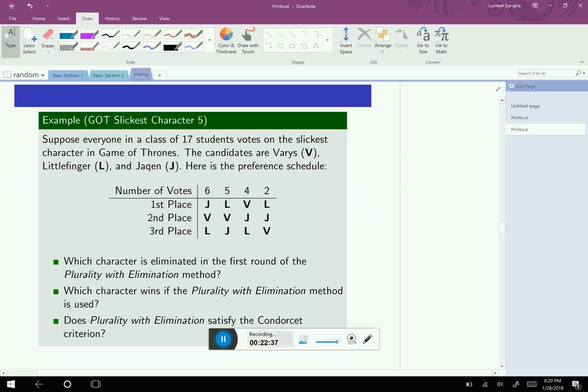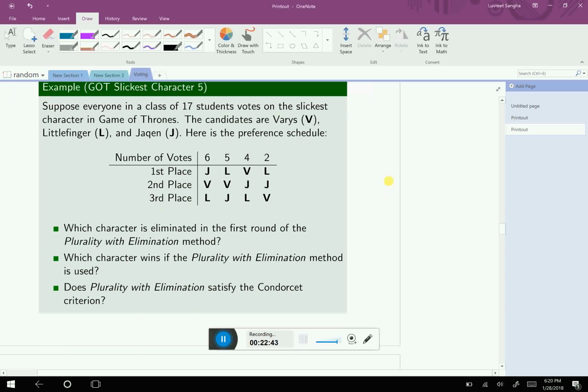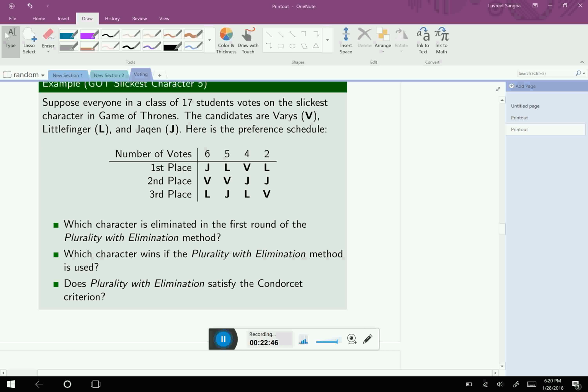Alright, so I want to do another example with the same preference schedule, but now look at it using plurality with elimination. Using plurality with elimination, I want to know who gets eliminated in the first round, and then who would end up winning. And then the third question is, does plurality with elimination satisfy the Condorcet criterion?